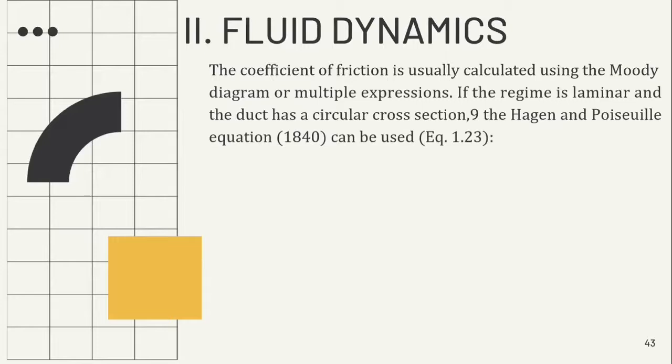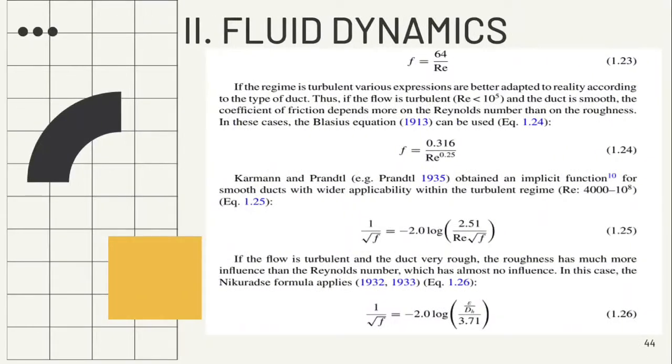The coefficient of friction is usually calculated using the Moody diagram or multiple expressions. If the regime is laminar and the duct has a circular cross-section, the Hagen-Poiseuille equation can be used, shown in equation 1.23. If the regime is turbulent, various expressions are better adapted to reality according to the type of duct.